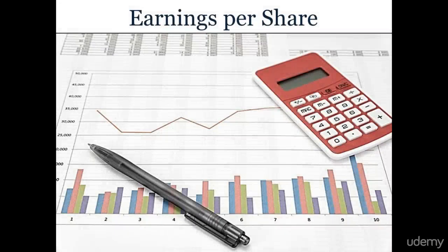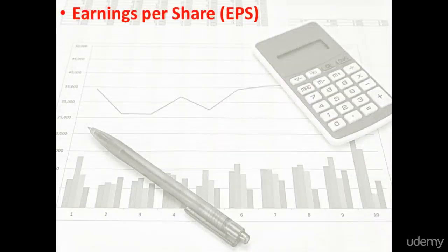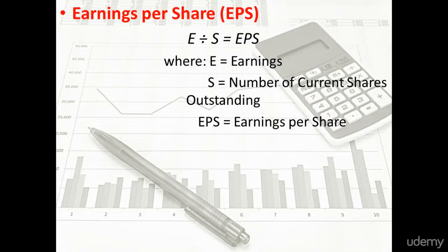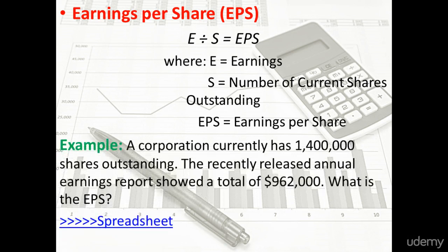A popular investment calculation is earnings per share, which is simply the company's earnings expressed on a per share basis. To calculate the ratio, the latest known earnings per year are divided by the number of shares outstanding. Here is the formula: earnings divided by the number of current shares outstanding. And here is the example.